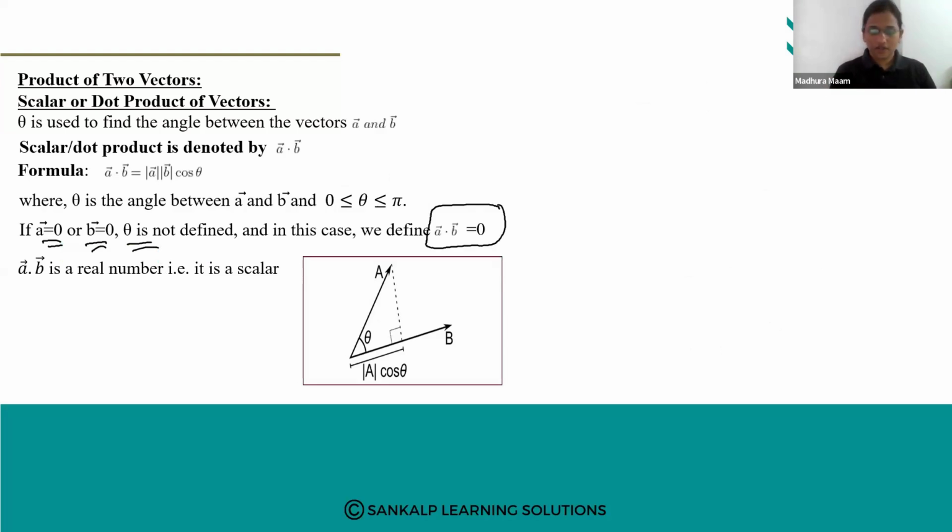Why is theta not defined? Here there is an O. This is your A. Suppose vector B is 0. That means B is not present. When B is not present, there is no question of theta here. When is the angle theta formed? When you have two lines, minimum. When you have two lines, theta is formed. But here one vector is absent, so there is no question of any angle here. So theta is not defined.